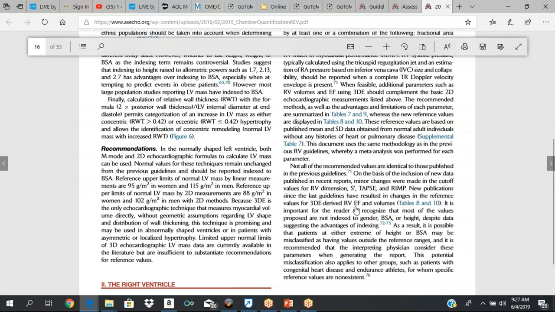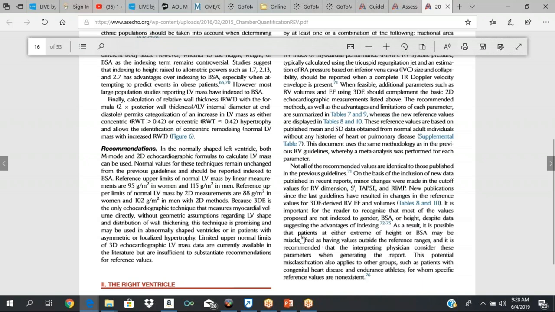New publications since the last guidelines have resulted in changes in the reference values for three-dimensional echo-derived RV ejection fraction and volumes. It is important for the reader to recognize that most of the values proposed are not indexed to gender or body surface area, despite data suggesting the advantages of indexing. So again, when we talk about indexing, you just divide whatever value by body surface area, because even though we do absolute measurements, a small individual is going to have a different measurement from a larger individual. But if you index it, then you take into consideration the size of the patient.